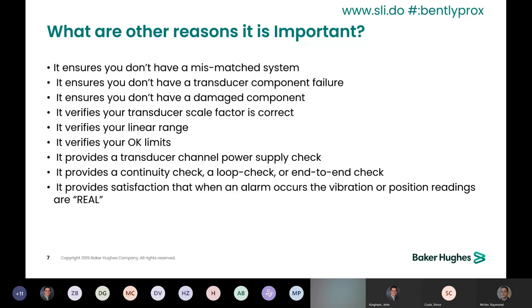As mentioned in the previous slide, performing a transducer verification also provides additional benefits which can become important when a machine upset occurs. These include documentation of significant parameters of the transducer system, such as verification of your scale factor, verification of your linear range, verification of your OK limits, verification of your channel power supply, and a continuity check or end-to-end check.